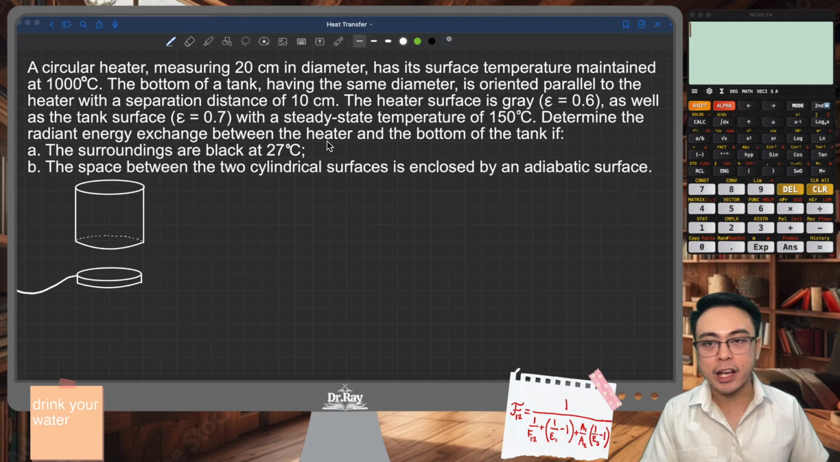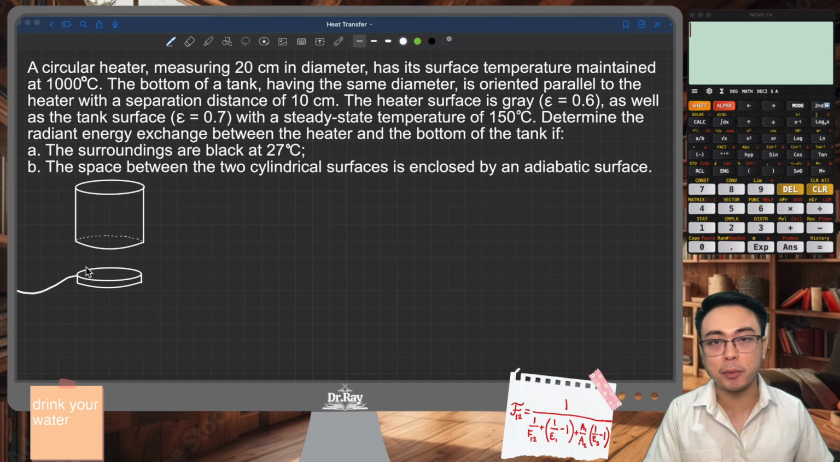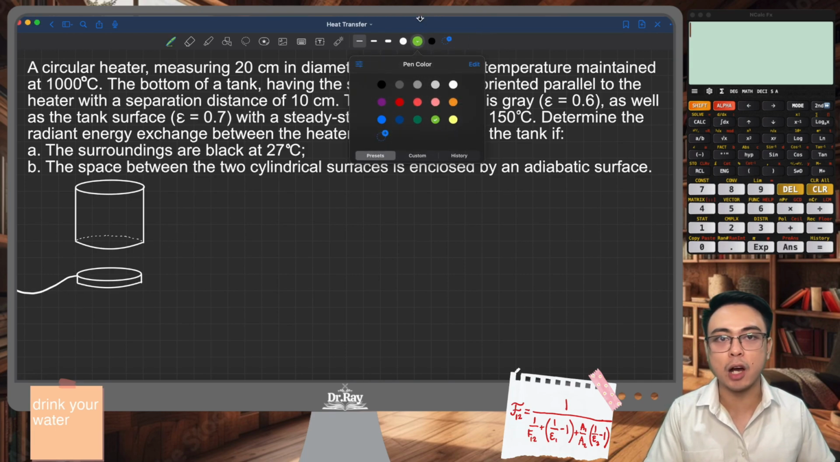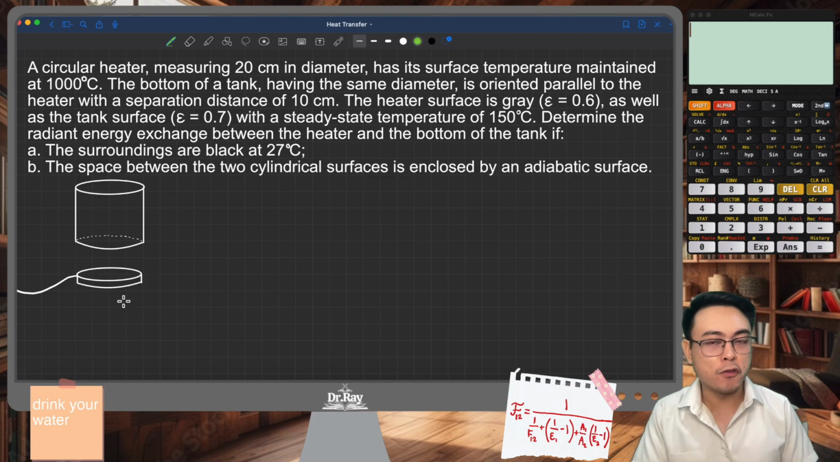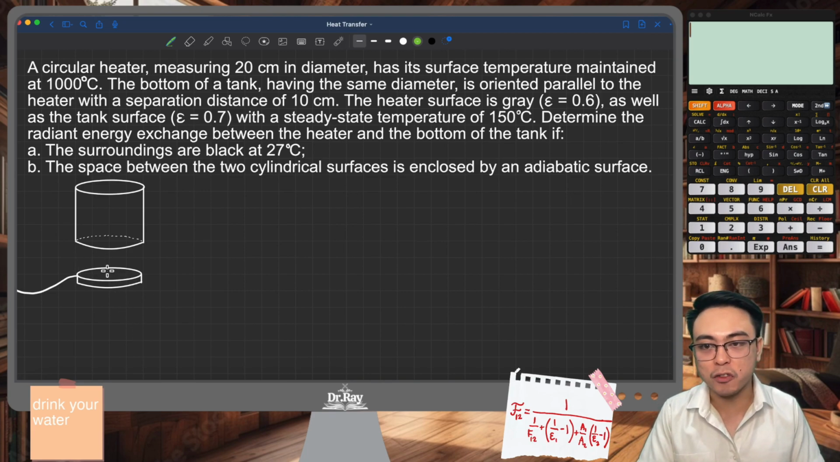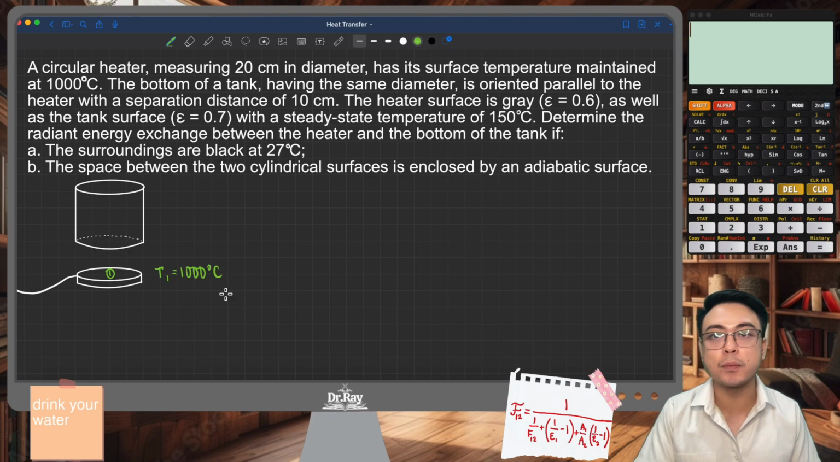Now, I have here drawn a simple representation of the problem. The disk at the bottom is our cylindrical heater. And of course, its upper surface is the one that is heating, right? And it's the one that is maintained at 1000 degrees Celsius. For our nomenclature, I'm going to name this surface as surface 1, with T1 being 1000 degrees Celsius.